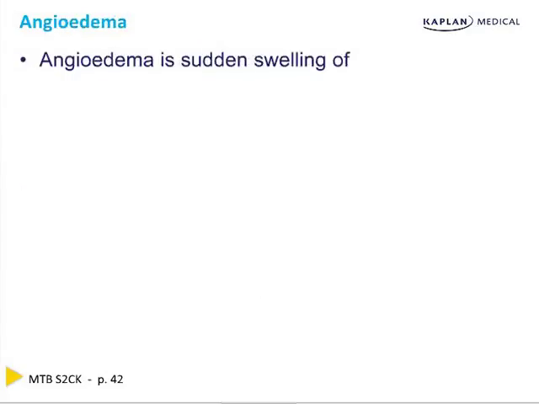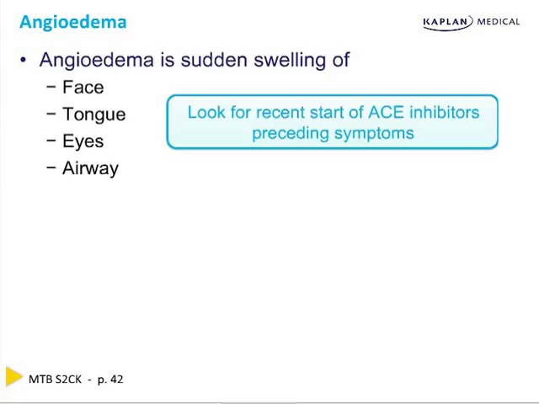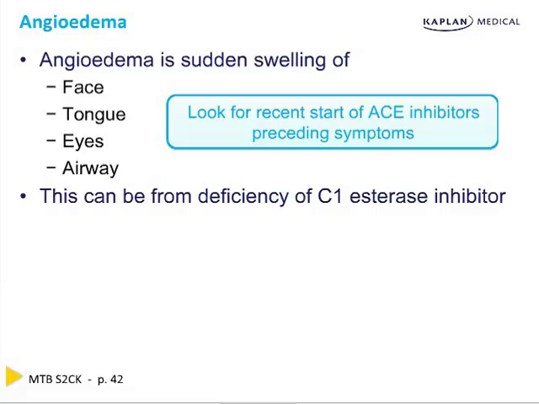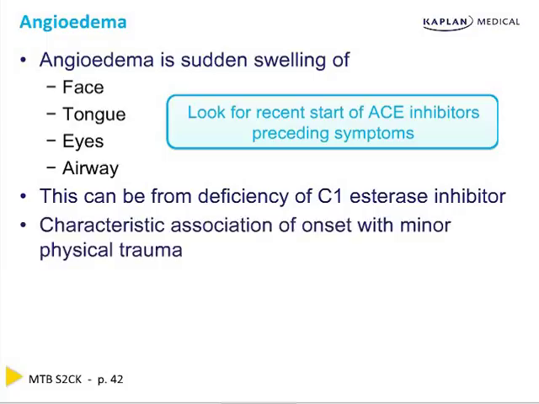Angioedema is characterized as a sudden swelling of a particular part of the body. Remember, it can be hereditary or it can be acquired. It's the swelling of typically the face, the tongue, the eyes, and most importantly, the airway. The hereditary form is when you have a C1 esterase inhibitor deficiency. What ends up happening is people will find that they swell up considerably after some minor physical trauma.